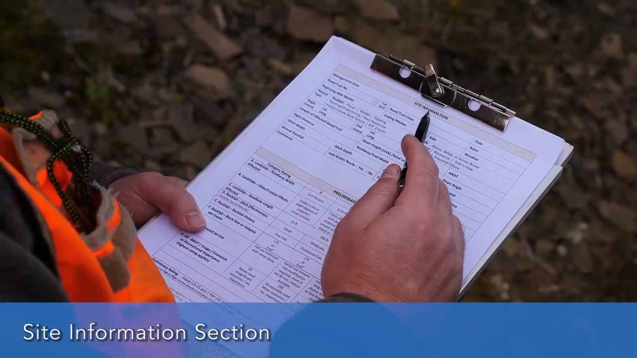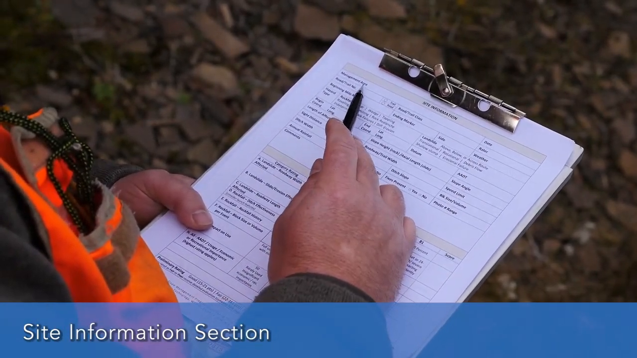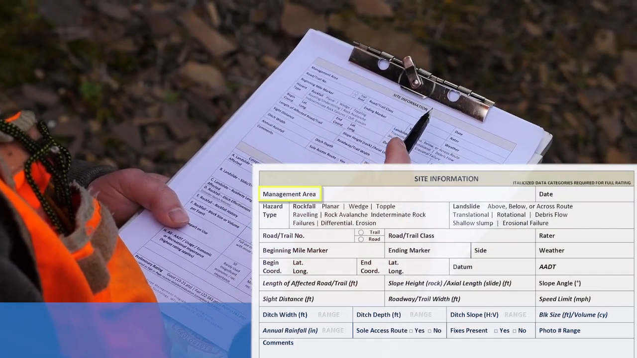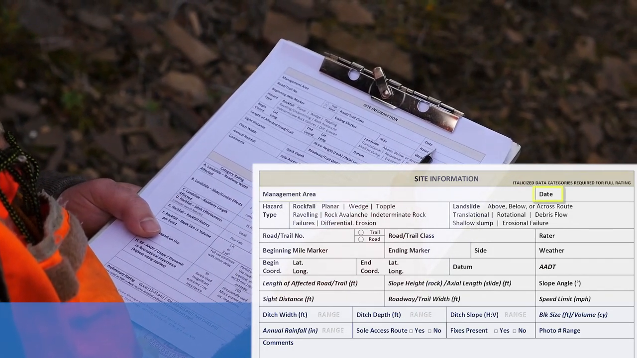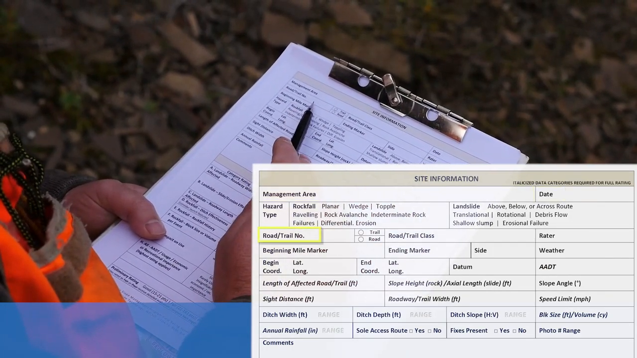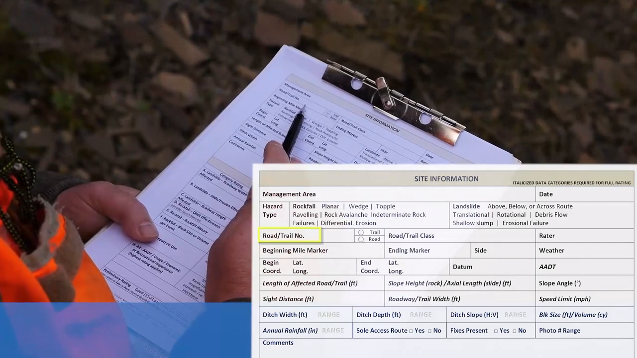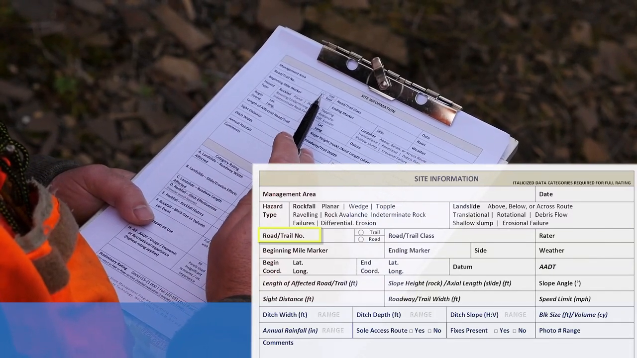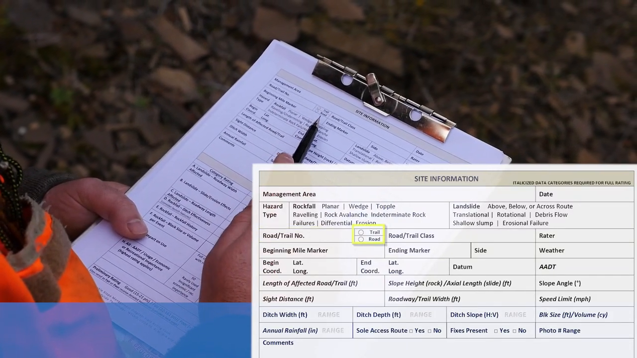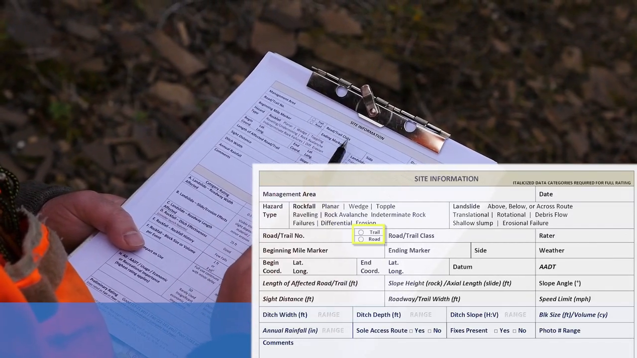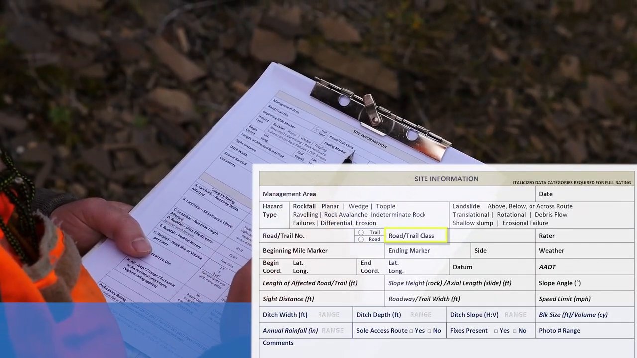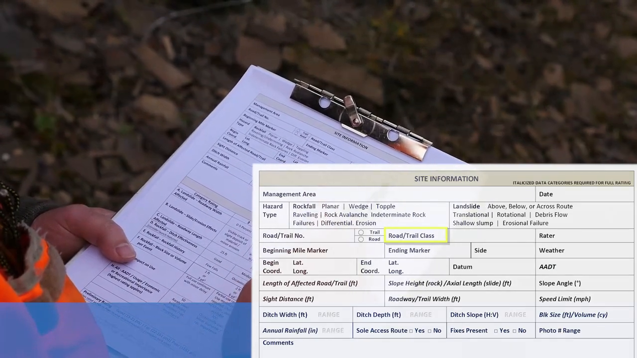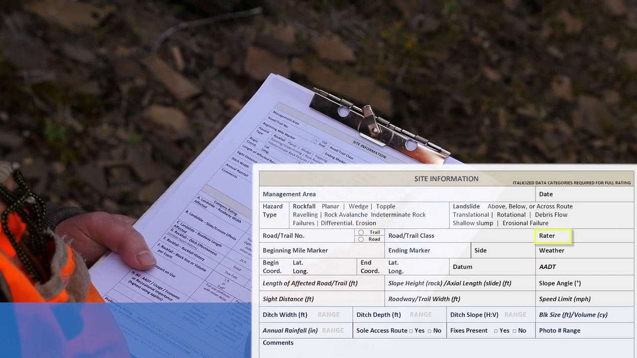So this is the beginning of the site information form. Here we discuss the management area using the correct four-letter acronym that your agency decides on, the date of the rating, the road and trail number. These may vary in your agency. Check with your management personnel for a map of which trail numbers or road numbers you'll be using. And also a checkbox if it's a trail or a road that you're evaluating. Its classification. Here in the Forest Service, they use maintenance levels for their road classification. Your agencies may differ. The personnel evaluating the slope.